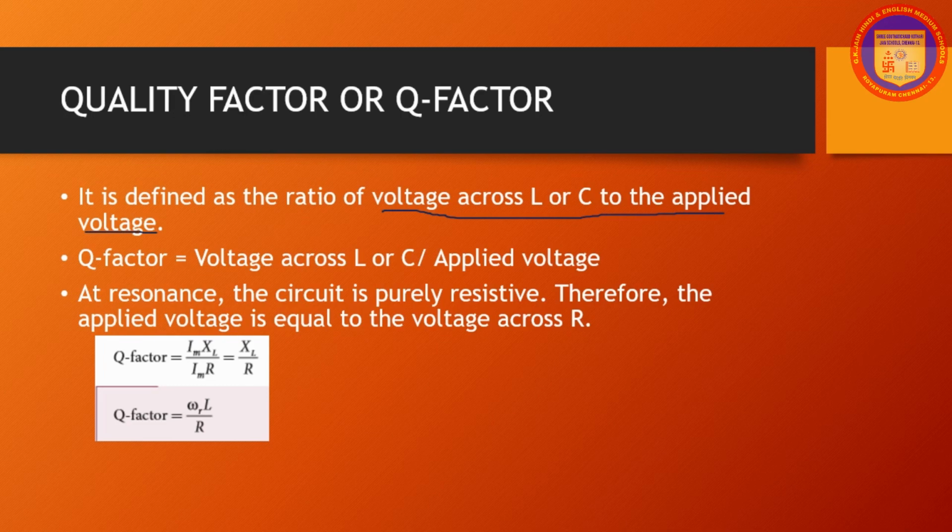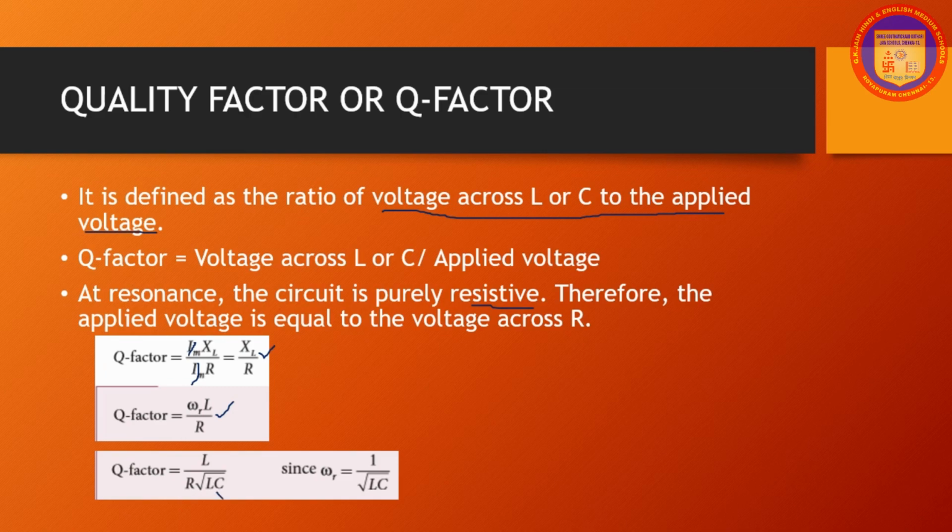At resonance, the circuit is purely resistive. Therefore, the applied voltage is equal to the voltage across R. So, Q factor is equal to Im XL divided by Im R. Im and Im will get cancelled, so we'll get XL divided by R. Q factor will be equal to, substituting for XL, omega R L divided by capital R. Q factor is equal to L divided by R into root of LC, by substituting omega R is equal to 1 by root of LC. Q factor is equal to 1 by R root of LC. The physical meaning is that the Q factor indicates the number of times the voltage across L or C is greater than the applied voltage at resonance.